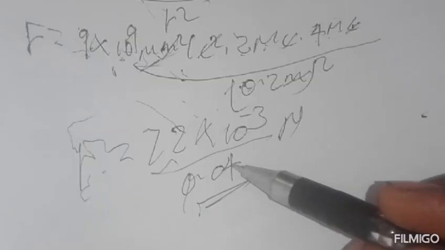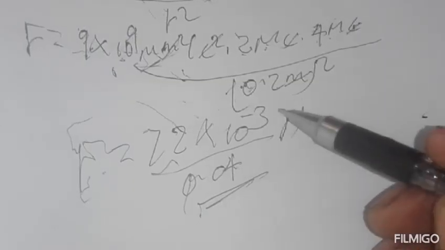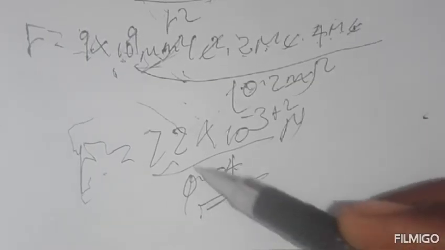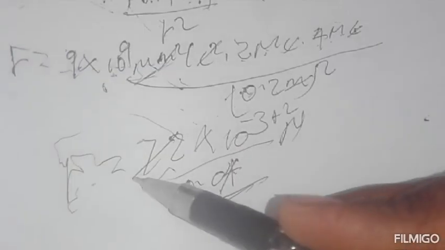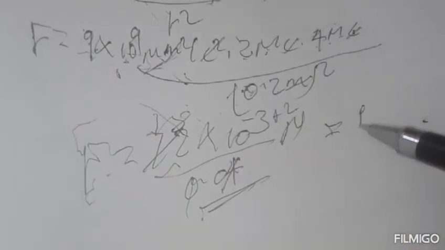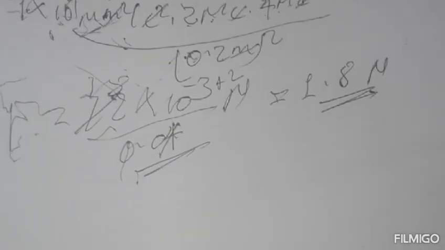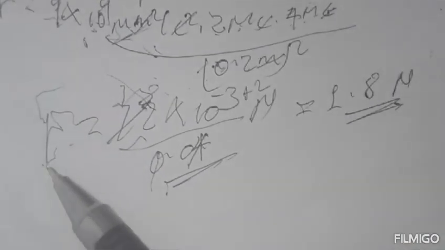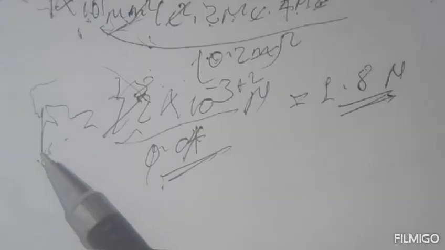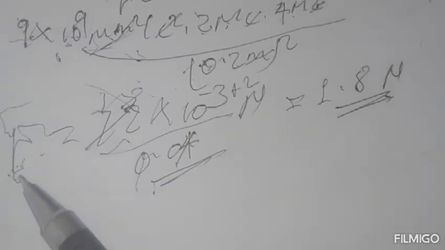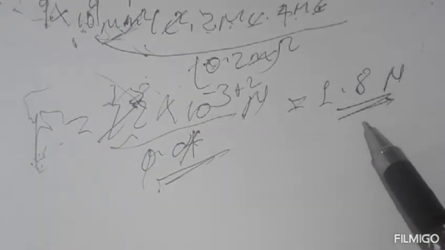You have to multiply both sides by 100 over 100 plus 2 here. By 4, 1 by 4, 80. So the electrostatic force is 1.8 Newton in magnitude. The magnitude of this electrostatic force F between the charges is this one.